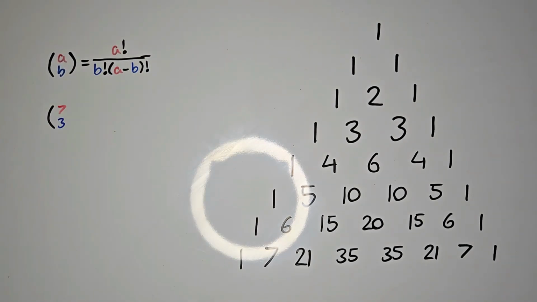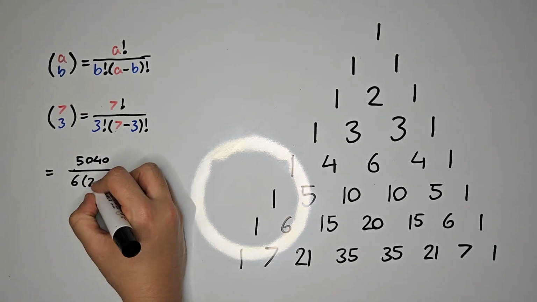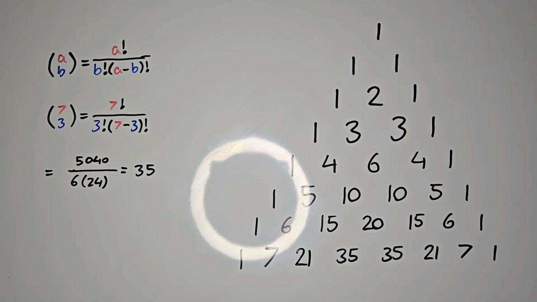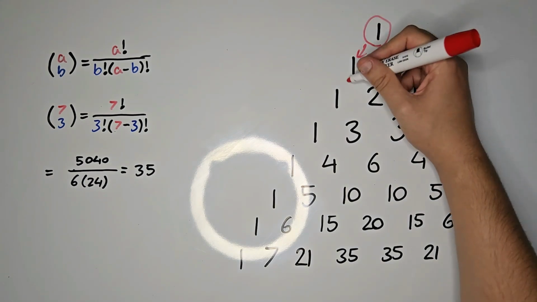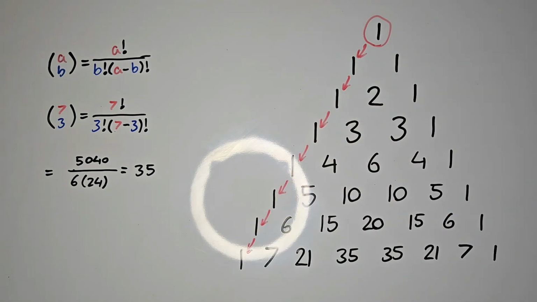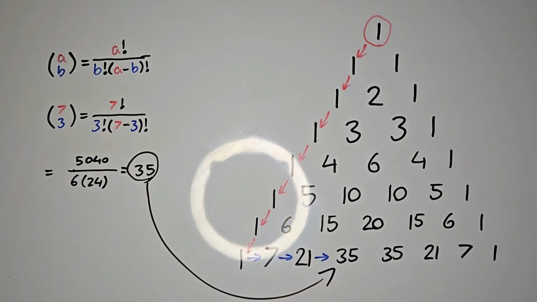For example, 7 choose 3 is equal to 7 factorial divided by 3 factorial times 7 minus 3 factorial, which is 5040 divided by 6 times 24, which is 35. Now, we can see that when we start at that top one in Pascal's triangle, and then go down into the left 7 steps, and then right 3 steps, we reach 35, which is equal to 7 choose 3. And in general, going down into the left A steps and right B steps gives us A choose B.